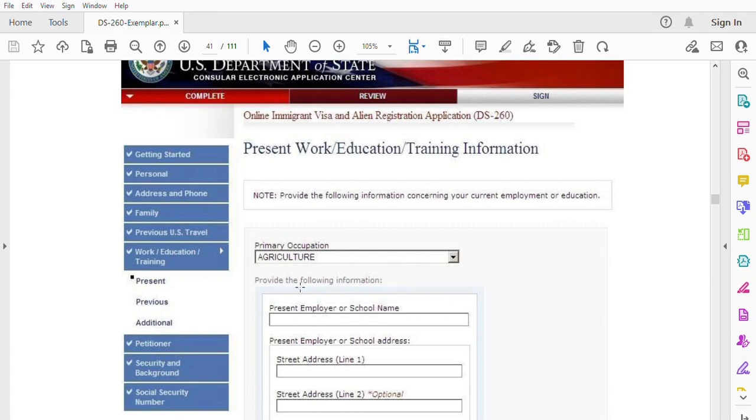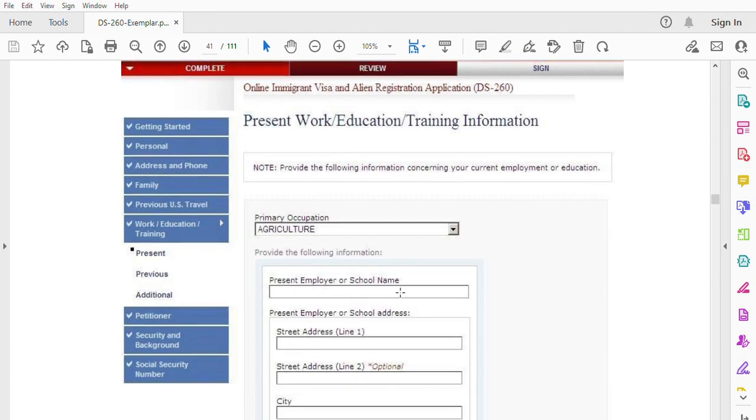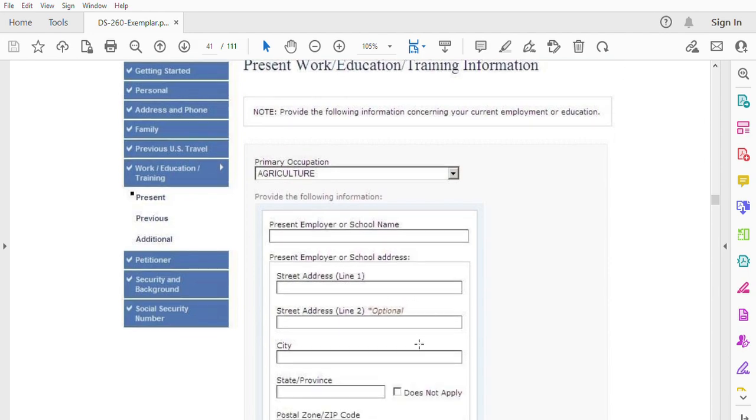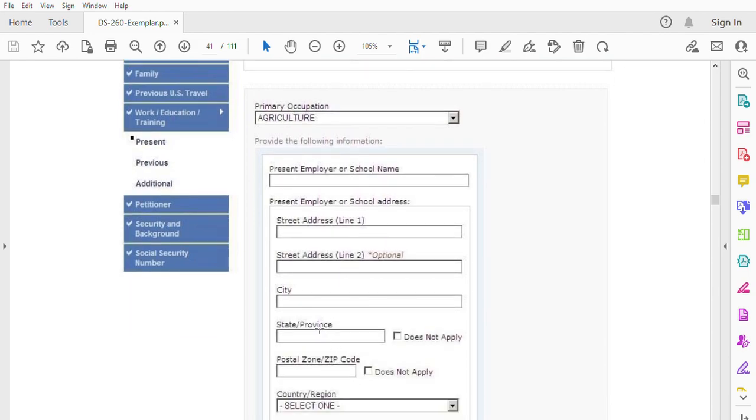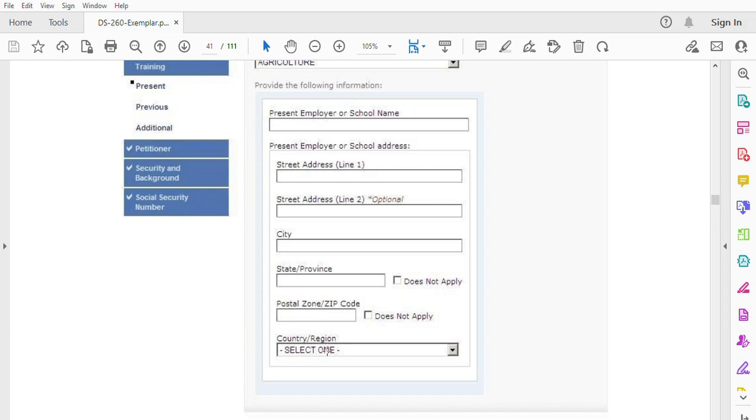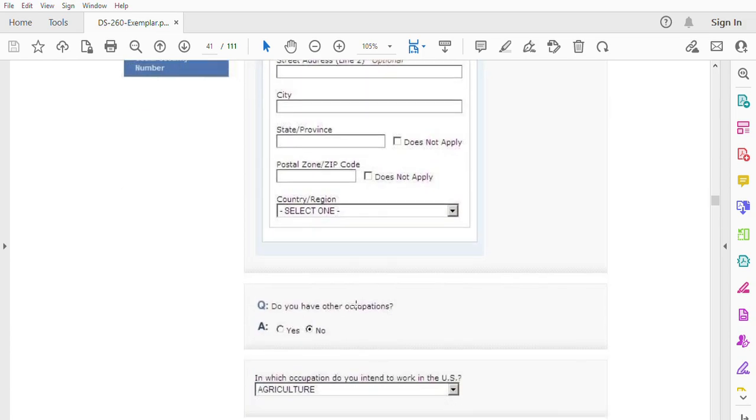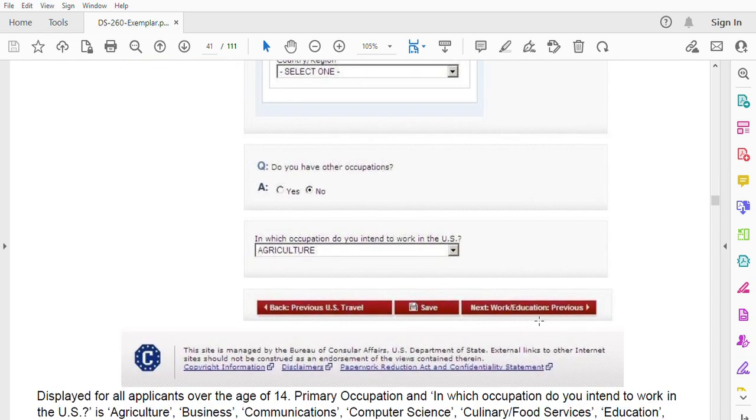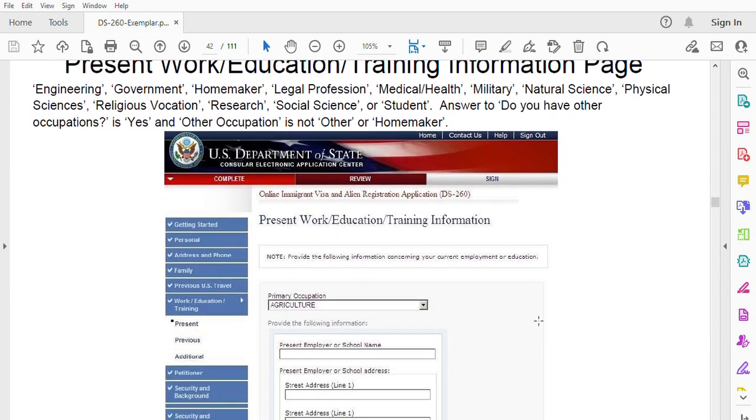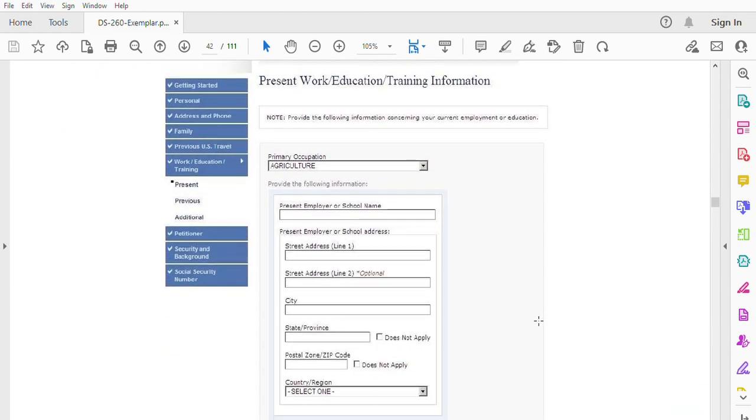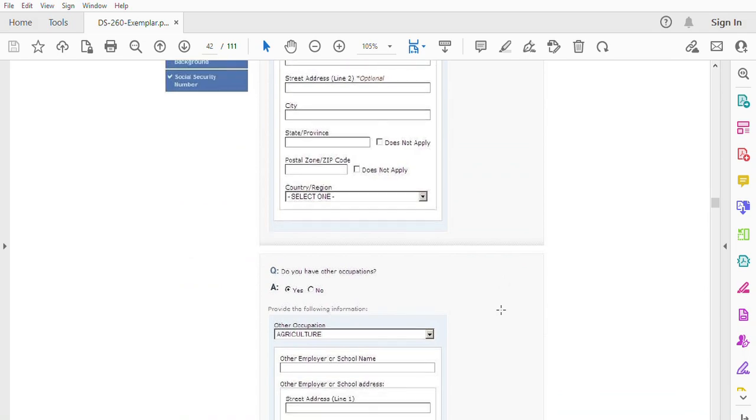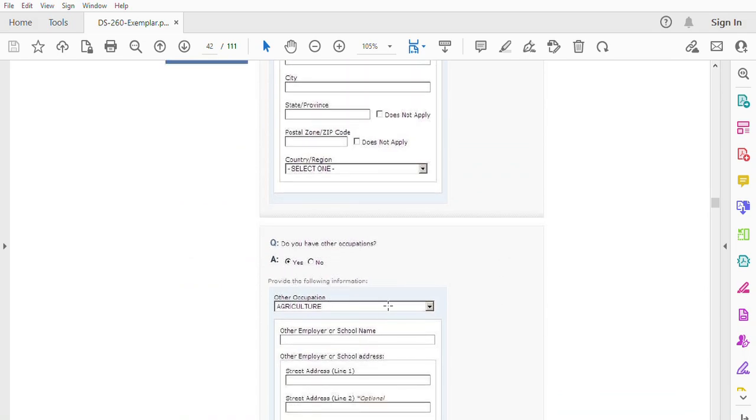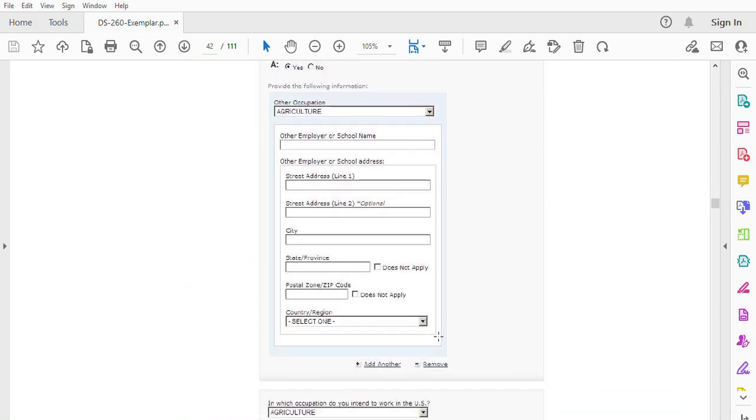Primary occupation, just write, they give you an example. Agriculture. Present employer or school name. You're going to add the address, city, state or province, zip code, and the country. Do you have another occupation? If you say yes, you're going to start answering them again. If you say no, you're going to go to the next page. So we're not going to go through this, so we're going to say no. But if you do, you have to go through all this again.